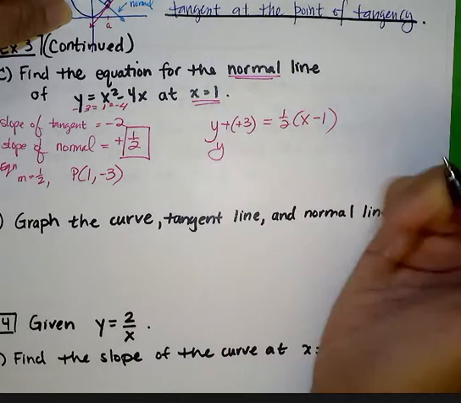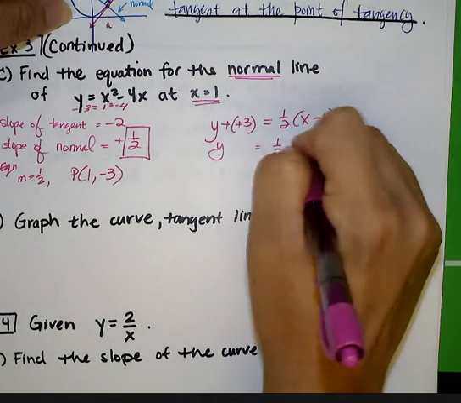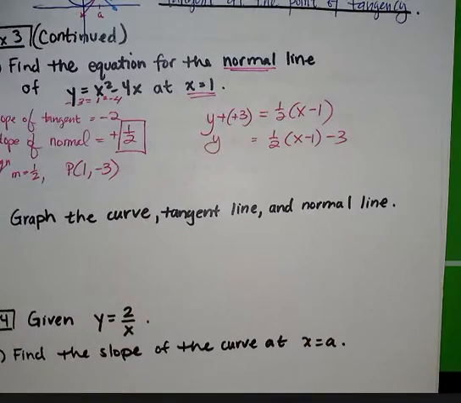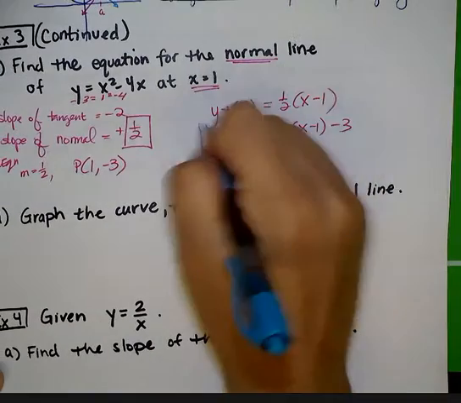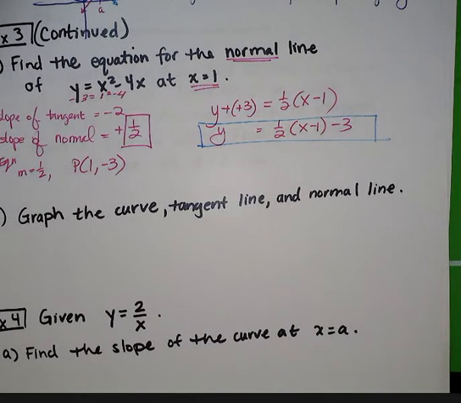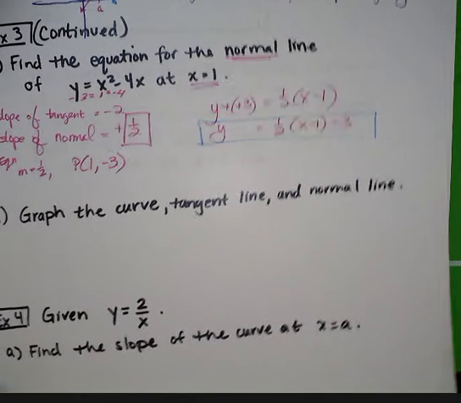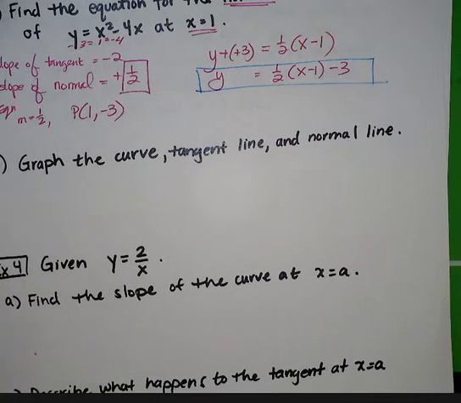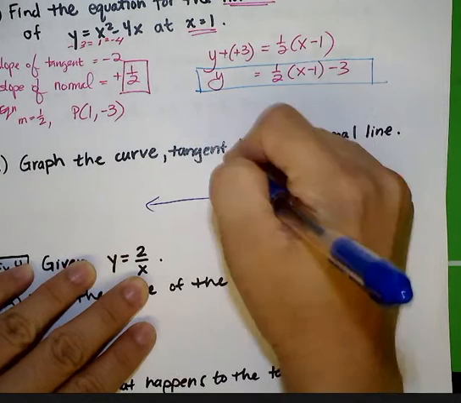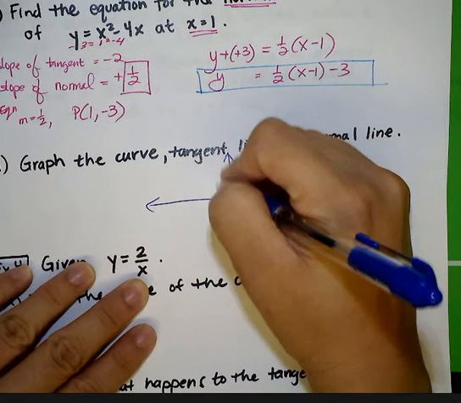I'm going to just move that to the other side. So y equals 1/2 x minus 1 minus 3. And I could leave it like that, and that's fine. You could put it in slope-intercept form, y equals mx plus b, if you like, but you don't have to. Oh, here we go. It asked me to graph it, so that's easy. I'm just going to do a quick sketch here. We kind of did it yesterday.